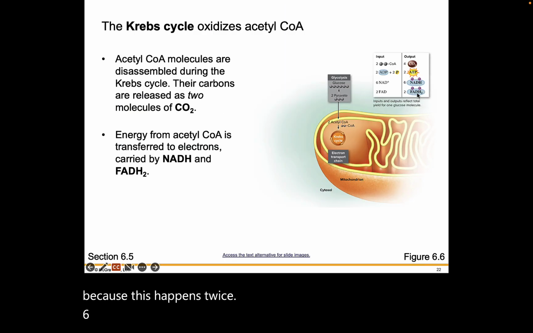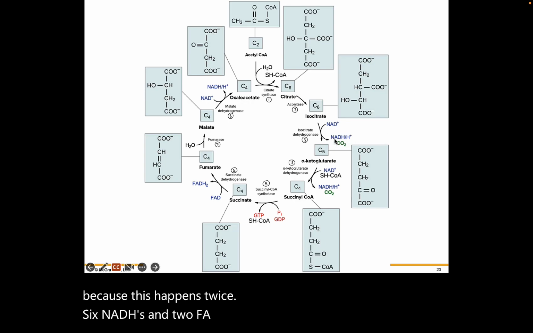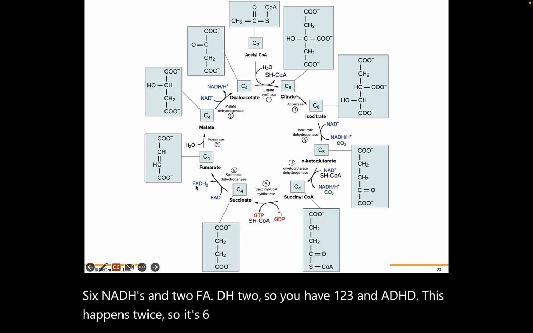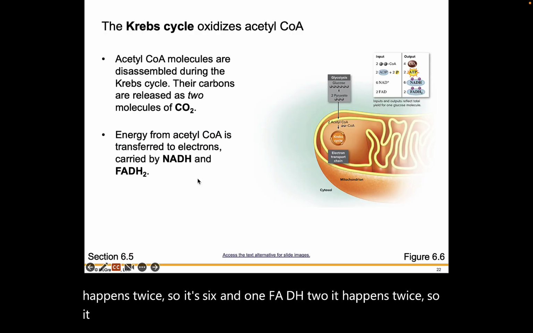6 NADHs and 2 FADH2s. So you have 1, 2, 3 NADHs. This happens twice, so it's 6. And 1 FADH2, it happens twice, so it's 2.